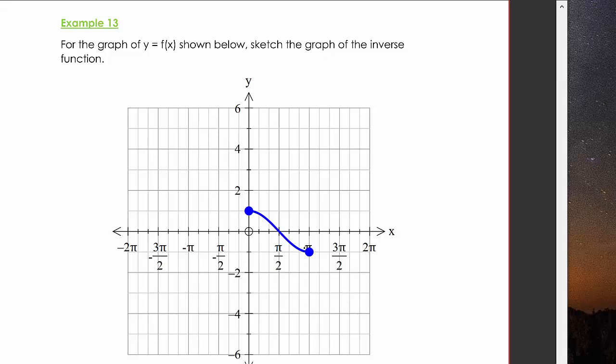And on your calculator, if you try doing inverse cosine of various values, you'll find that the answers always are between 0 degrees and 180 degrees, or 0 radians and pi radians. And it's because of this very restriction that we've got here.